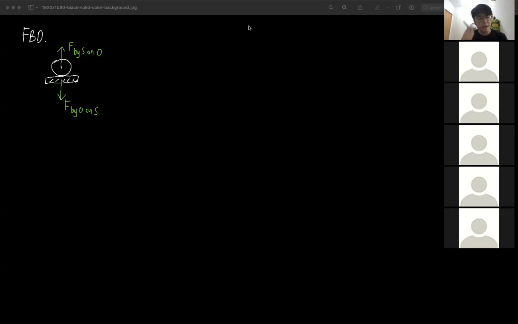Now, is there any other force? There's one mg, right? Mg actually acting on two objects because you got two objects here. So we got one mg for the surface, we got another mg for the ball. But here I'm going to label only the mg acting on the ball. Okay, so we have another force here, F by, who is applying the mg? The earth, right? By earth on object. Now, total we have three forces.